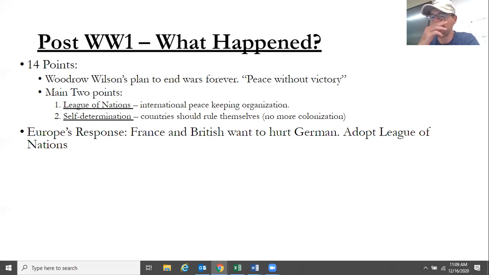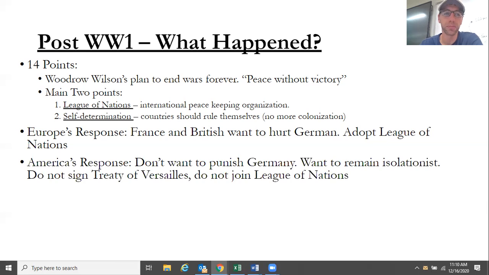Now, Europe's going to respond to the 14 points kind of with a half-hearted measure. So they're going to agree to the League of Nations, but not to the rest of the 14 points. And the reason for this was because France specifically, but also Great Britain, really wanted to hurt Germany after the war. So they made Germany adopt ideas like Article X, Article 10, which stated that Germany had to take full responsibility for the war, pay for the war. That is not peace without victory. So therefore, Germany is going to become very, very bitter towards this, which actually is one of the things that leads to World War II. So Europe very much rejects most of the 14 points.